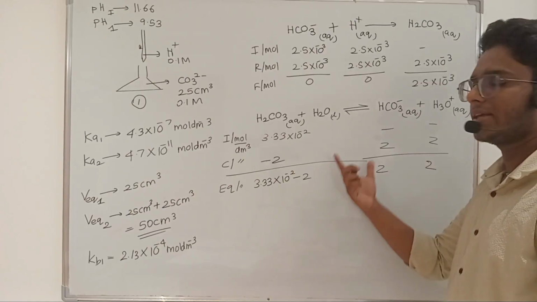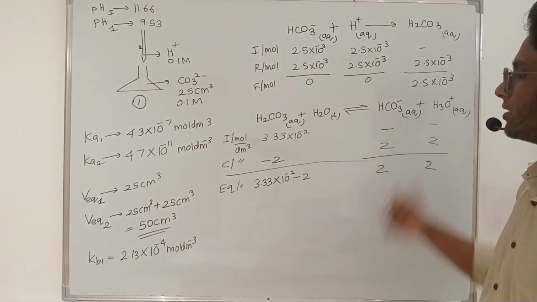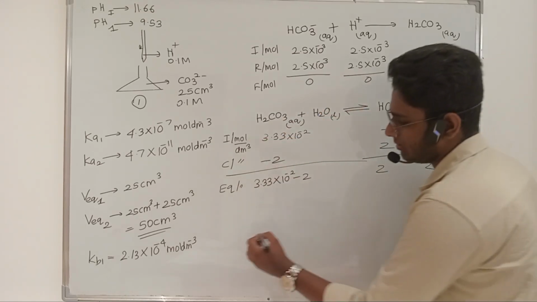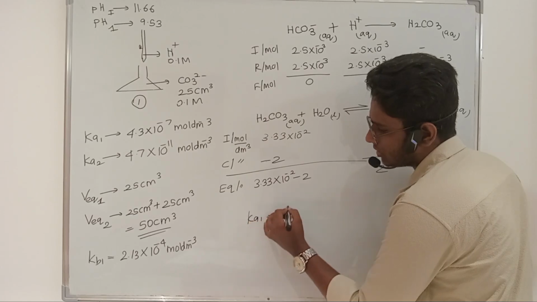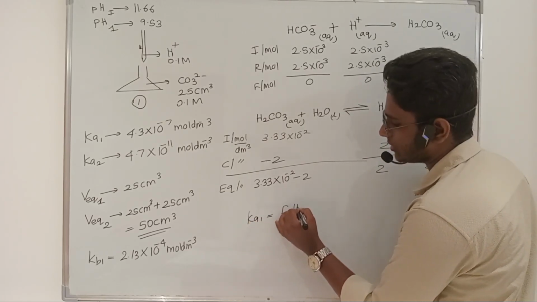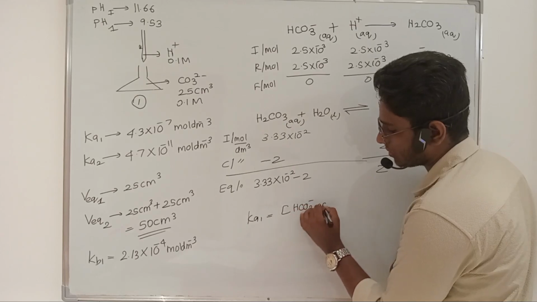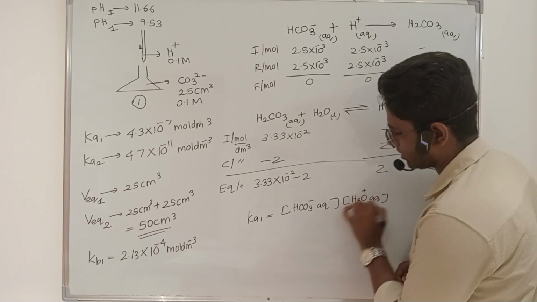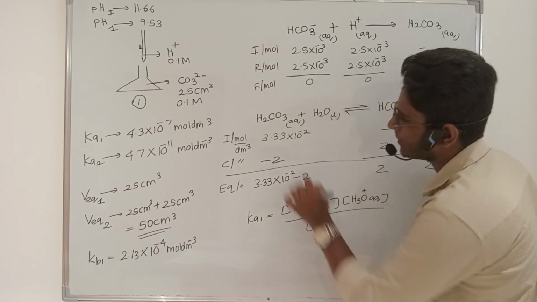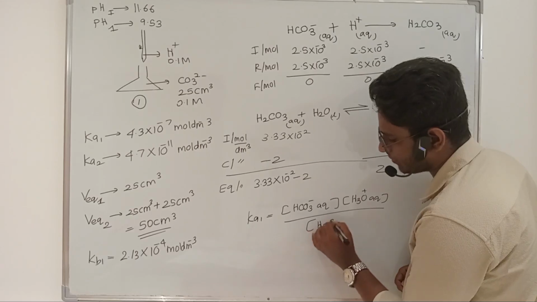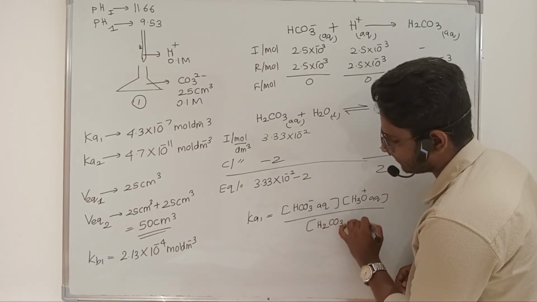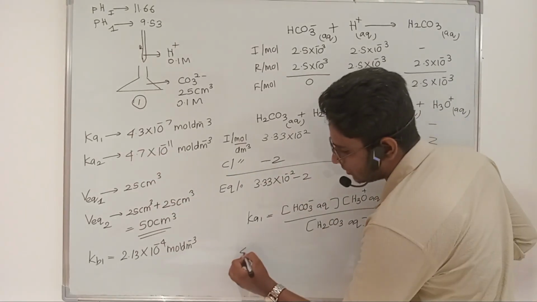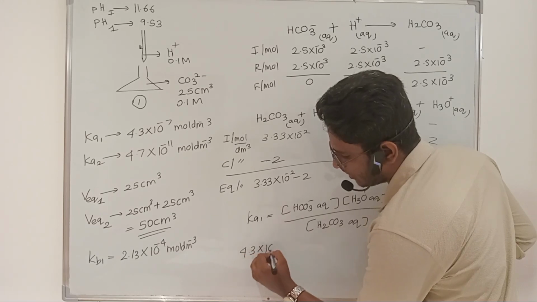Now you can write the K expression and then find the H plus concentration. So what is this? This is Ka1. Ka1 is equal to the concentration of bicarbonate times the concentration of H3O plus over the concentration of weak acid H2CO3. Now what is the Ka value? No need to find it, they have already given 4.3 into 10 to the power minus 7.